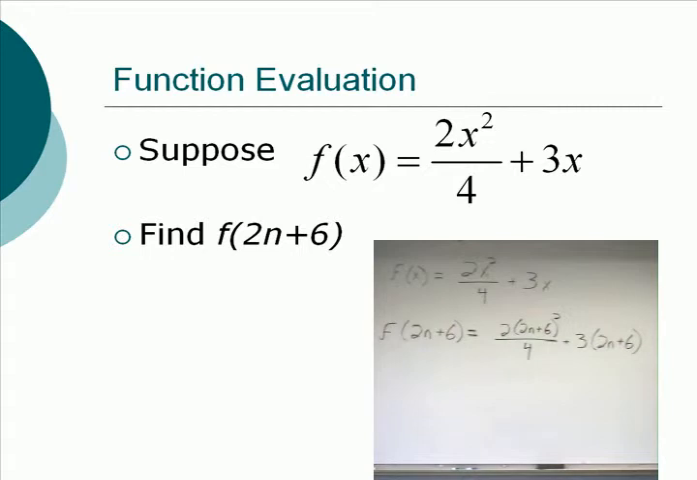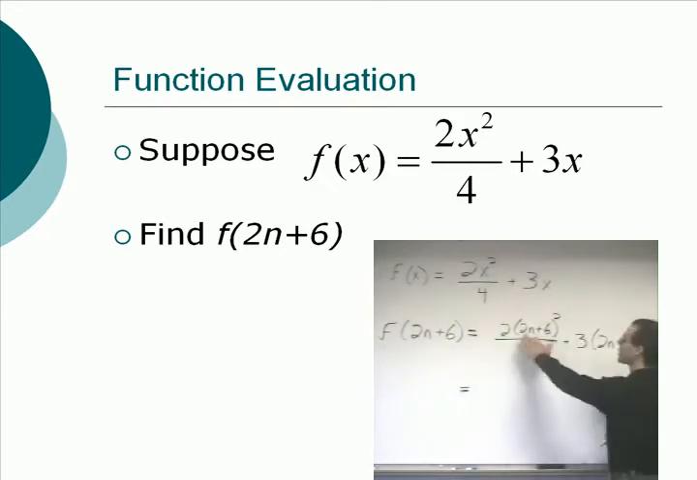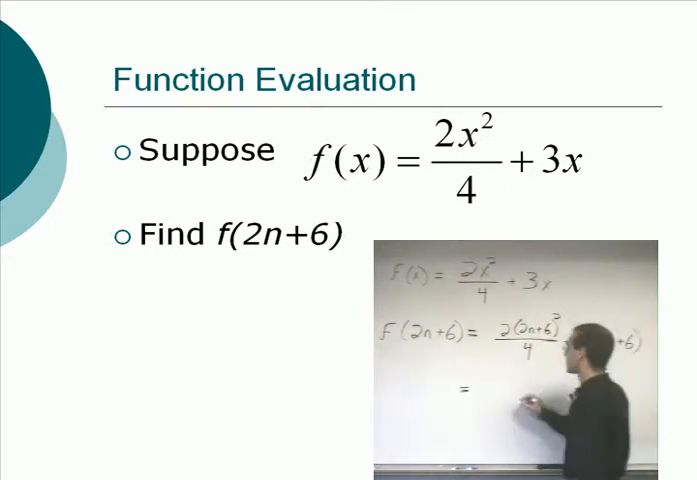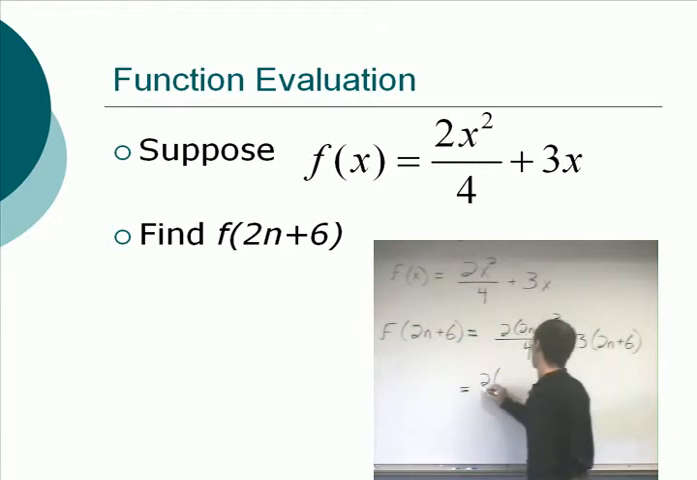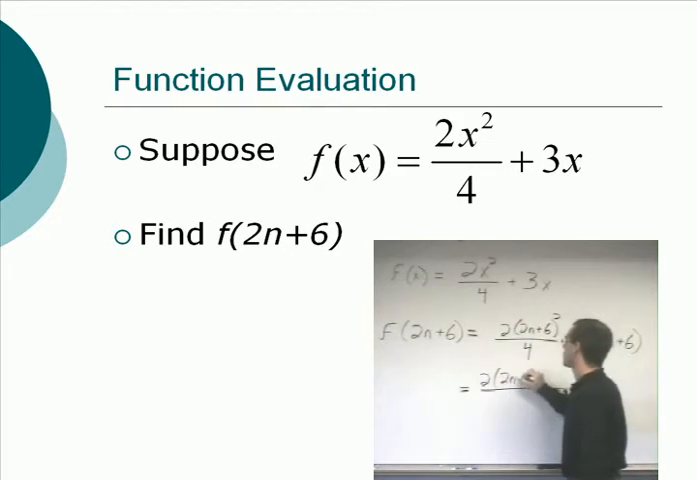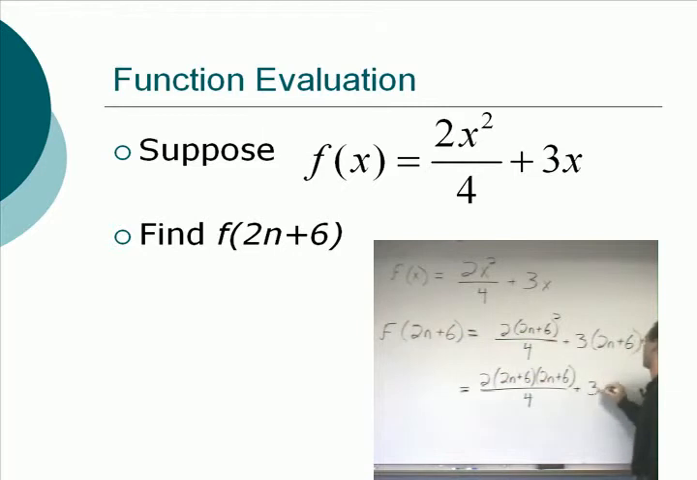Now we just need to simplify that mess. So let's simplify. (2n plus 6) squared, that's the first thing we need to do by our order of operations. So we need to take 2n plus 6 and square that out. That's going to become 2 times, what? (2n plus 6) squared. That's going to be 2 times (2n plus 6) times (2n plus 6) over 4, plus 3 times (2n plus 6).